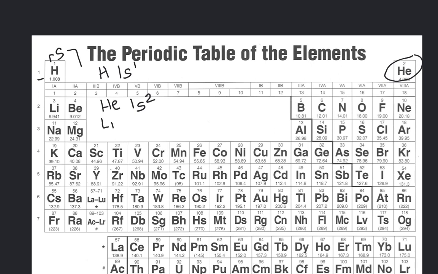We do lithium. So to do this one, we have to build it from the ground up. So lithium, we start here, first energy level. The S orbital can hold 2 electrons. So that's going to be 1s1, 1s2. And then when you get to lithium, that's going to be 2s1. So its configuration is 1s2, 2s1 to get the lithium.